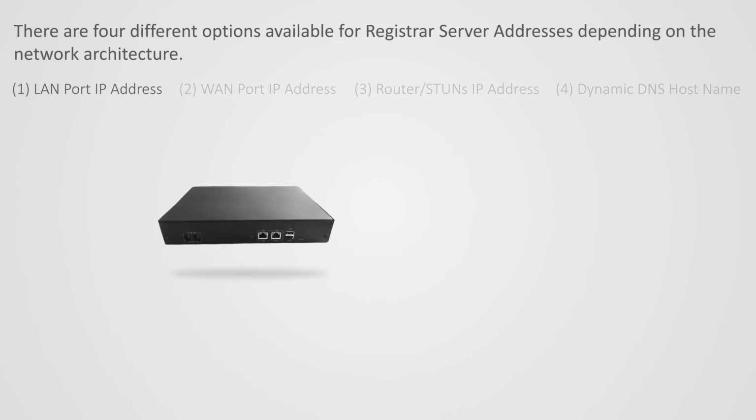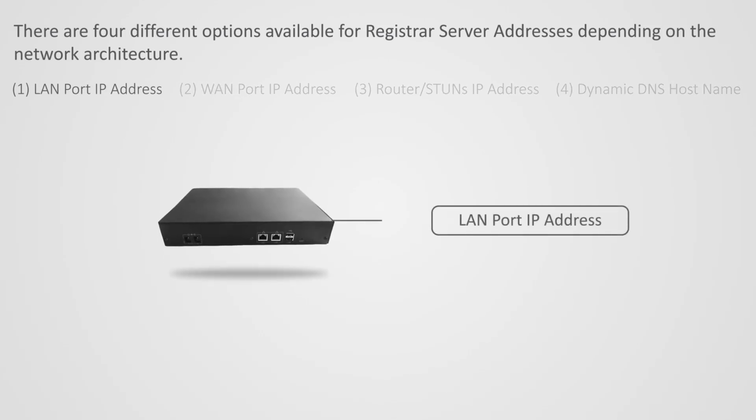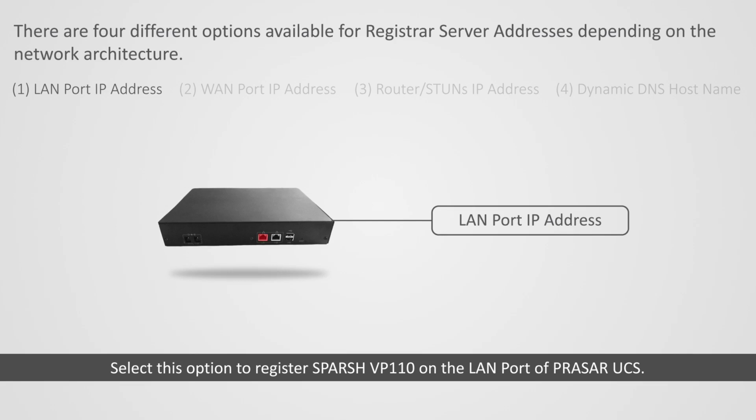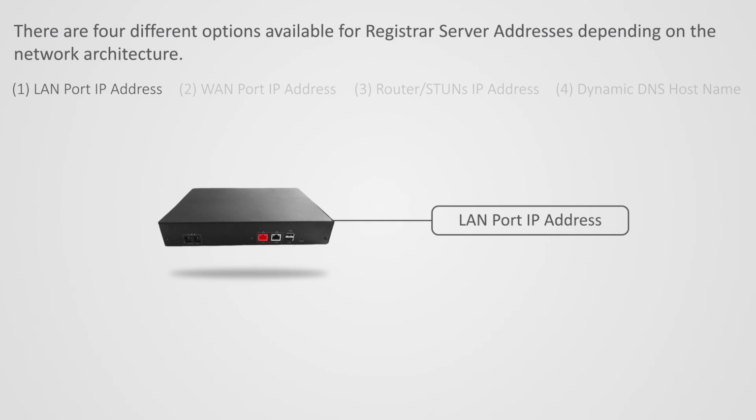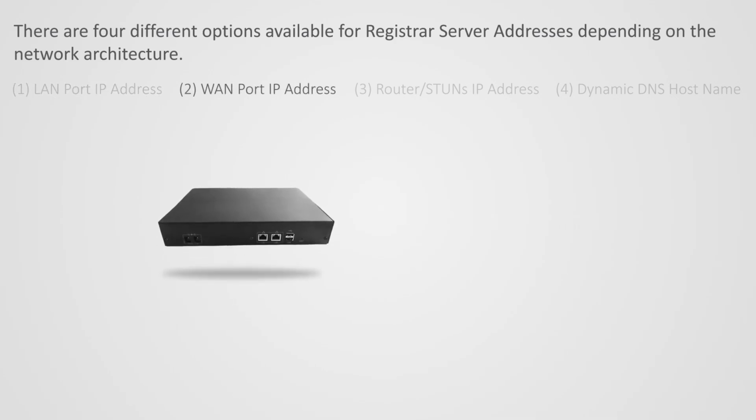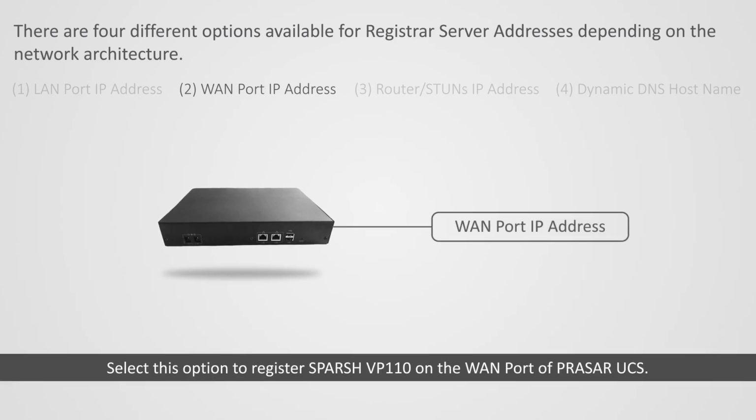First, LAN port IP address. Select this option to register SPARSH VP110 on the LAN port of PRASAR UCS. Second, WAN port IP address. Select this option to register SPARSH VP110 on the WAN port of PRASAR UCS.